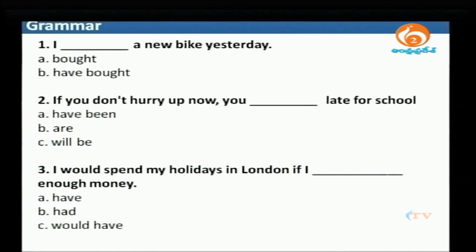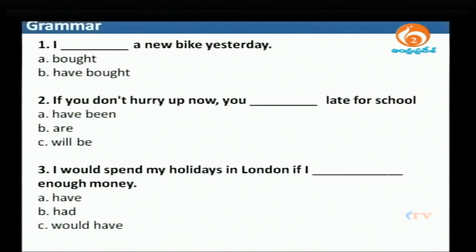Number 2: if you don't hurry up now, you dash late for school. You have been, you are, you will be. I can't use you have been, because it's not a continuous thing of the past. You are, I'm not talking about the present tense. If you look at the question, if you don't hurry up now, the getting ready aspect is going on right now. So you will be late for school.